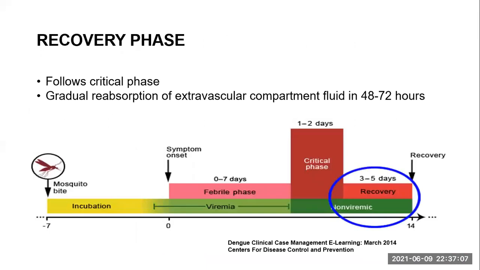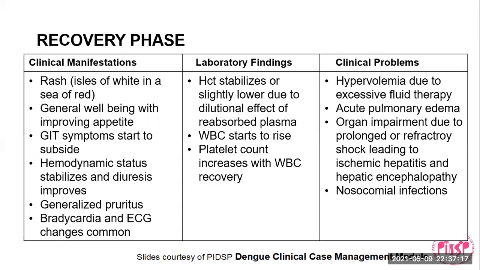So the recovery phase follows the critical phase. This is the time where there is a gradual reabsorption of the extravascular compartment fluid, usually for 48 to 72 hours. This is the time where the classic Herman's rash appears. There is general improvement in the patient, and the GIT symptoms disappear, and the hemodynamic status stabilizes, and the diuresis improves. There could also be a note of generalized pruritus, bradycardia, and ECG changes.